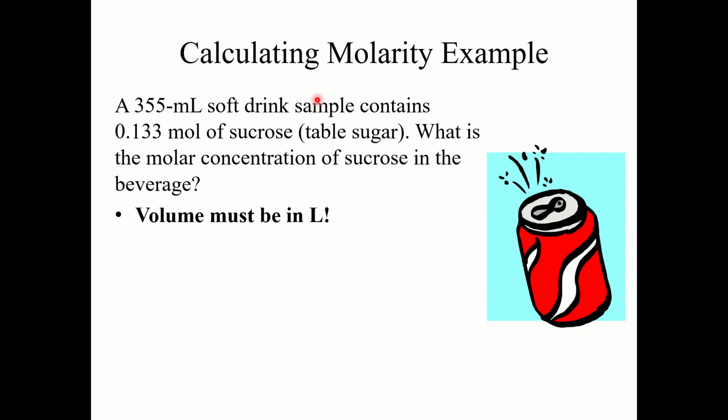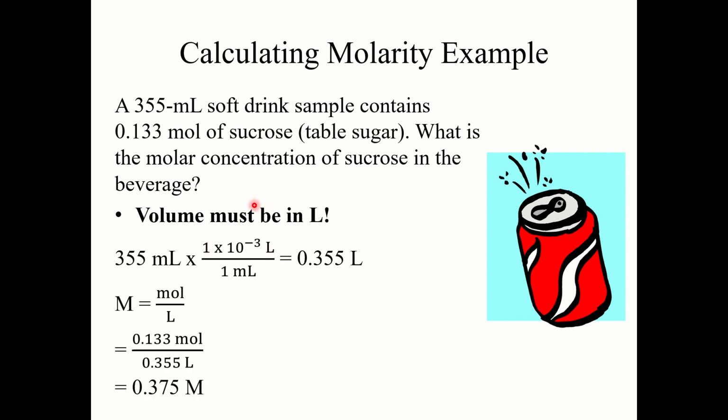Let's look at a brief example. This problem states a 355 milliliter soft drink sample contains 0.133 moles of sucrose. What is the molar concentration of sucrose in the beverage? Here, again, it's important to remember that volume must be in liters. Okay, so let's think about how we do this. First, we should take that volume and convert it to liters. So 355 milliliters multiplied by this conversion factor is 0.355 liters.